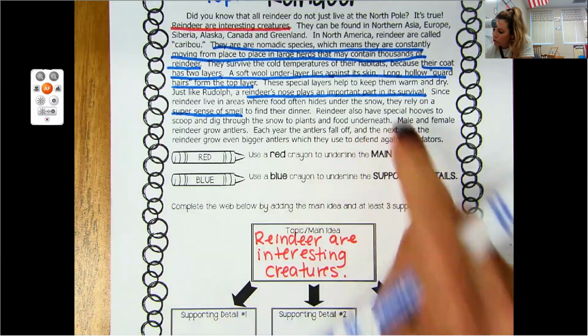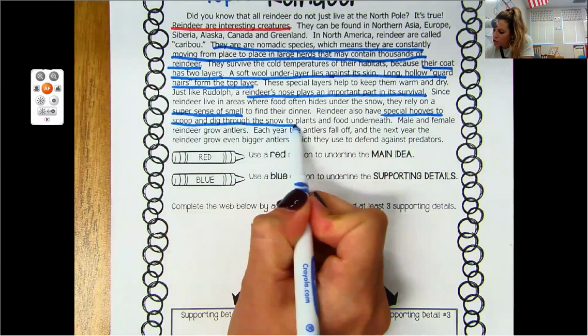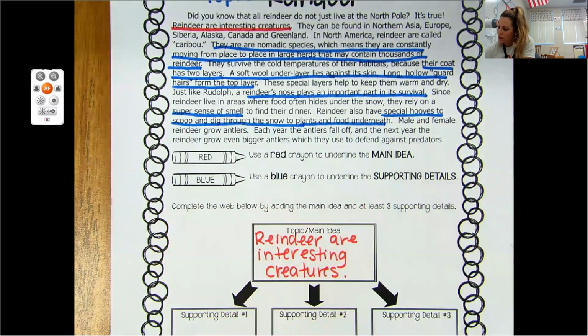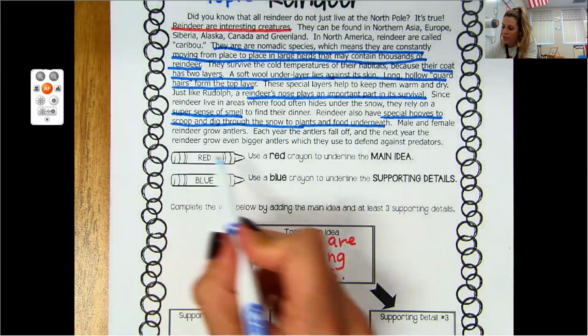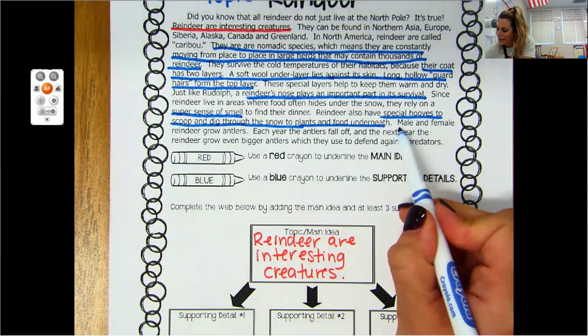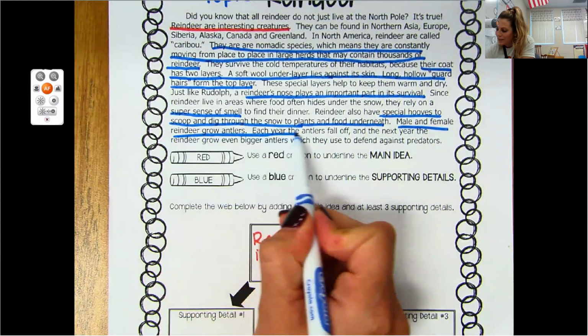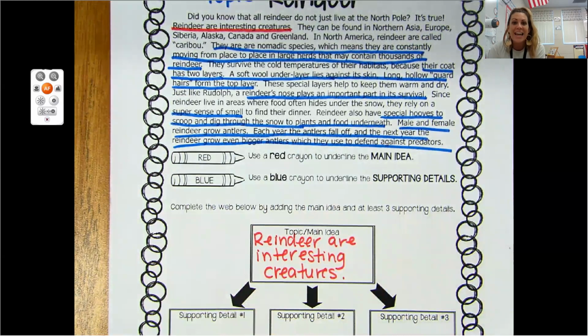They also have special hooves to scoop and dig through snow to plants and food. And then the last one about the antlers, right? Male and females grow antlers, and each year they fall off and get bigger ones. Yeah. So this, guys, has a lot of supporting details.